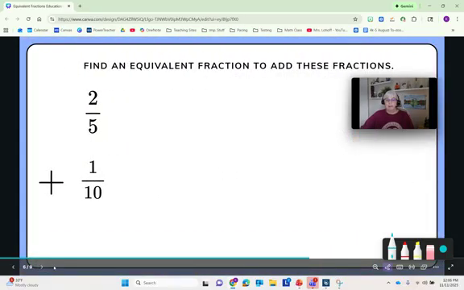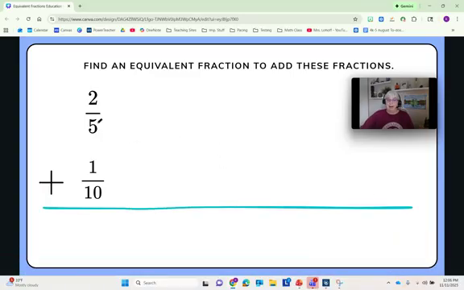Let's do this again. All right, now, again, we have denominators of 5 and 10. They're not the same, so we need to come up with the least common multiple. And if that's a struggle for you, go and watch that video. The least common multiple for 5 and 10 is 10.